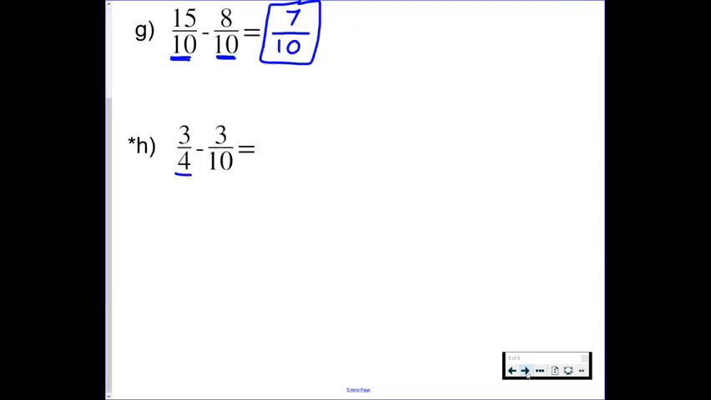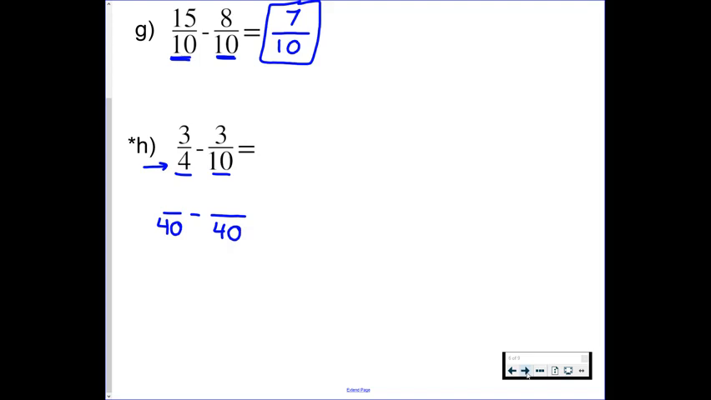H, notice how these both do not have the same denominator. One's 4, the other's 10. Those aren't the same. So we're going to need to make them be the same. So let's set this up. A common multiple between 4 and 10 is 40. So I'm going to change both of those denominators to be 40.